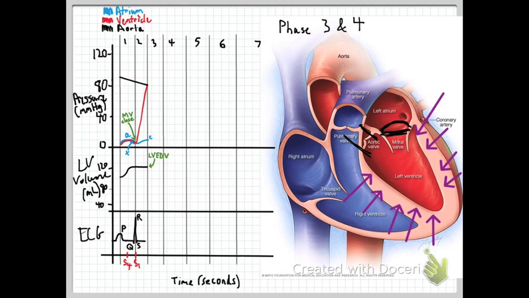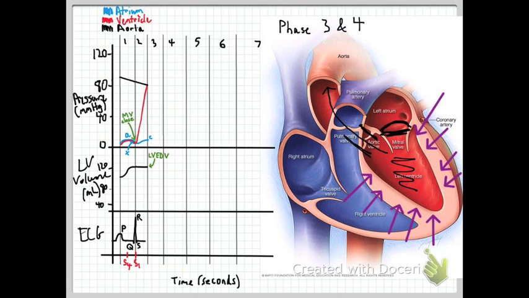Now, with the opening of the aortic valve and continued contraction of the ventricle, we'll see blood rush from the left ventricle into the aorta. This will drive the pressure up in both the left ventricle and the aorta. Additionally, clearly the volume in the ventricle will decrease as blood is ejected out.